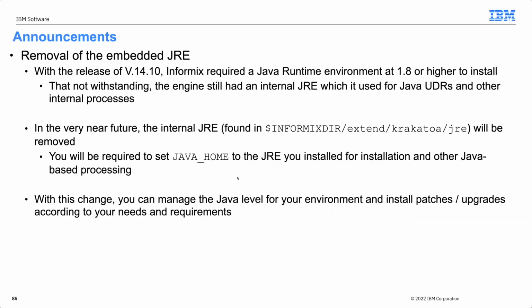The other big announcement is we're going to be removing the Java runtime engine that's part of Informix. Now, when we came out with 14.10, we said that your system, the operating system, had to have Java 8 in order for us to install the product, and that is still true. But once the product was installed, if you had Java user-defined routines or other operations that use Java, we used the JRE that was bundled within the engine. In the very near future, that JRE will be removed. And if you're wondering where it lives, it's underneath the Krakatoa directory.